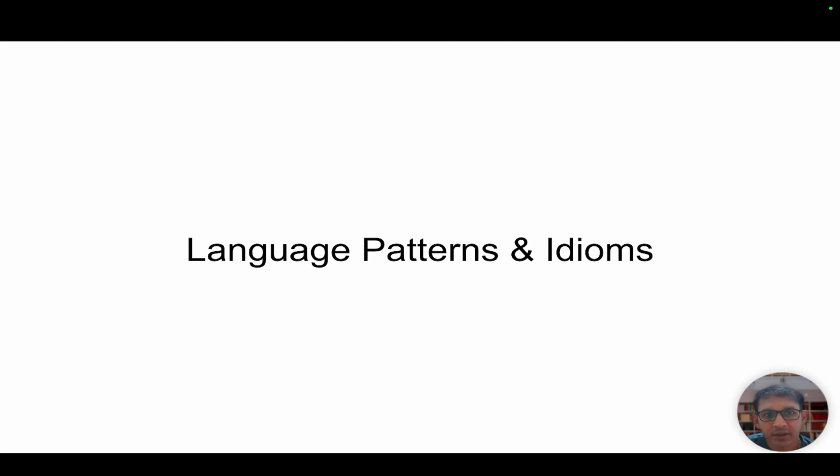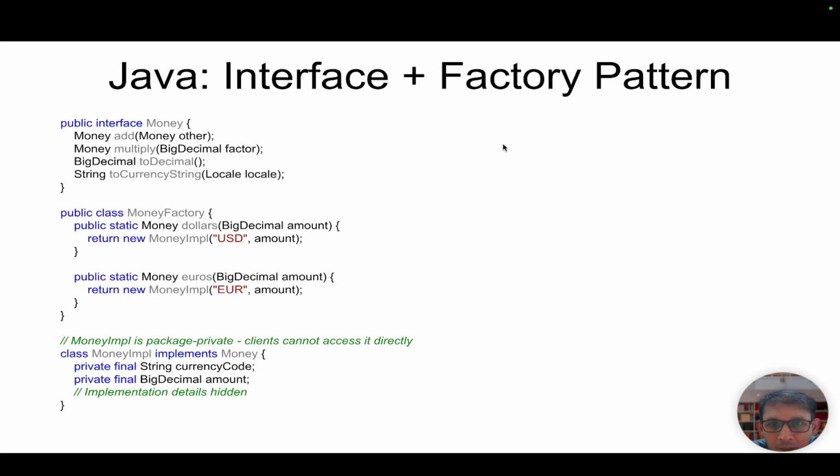Different languages provide different patterns for implementing opacity effectively. Let me walk you through several approaches. In Java, the interface plus factory patterns work well.